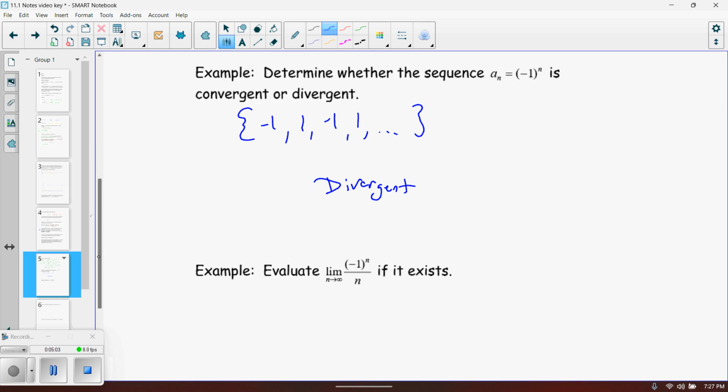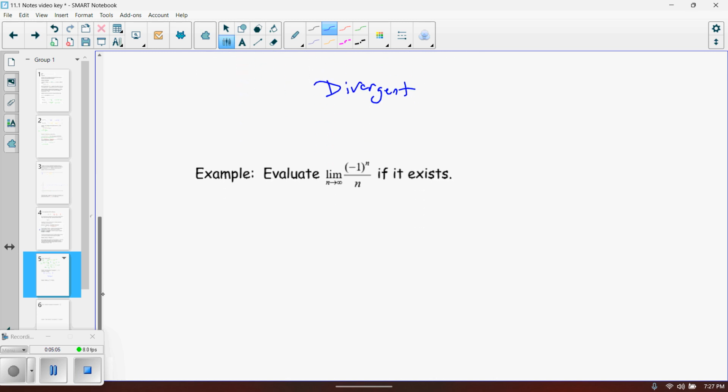Okay, let's look at the next one. Let's evaluate this limit if it exists. So the first thing is, if I look at this, because I've got that alternating term on top, we know it's going to have an alternating back and forth form, but this is where one of those properties that we had on the previous video comes into play.